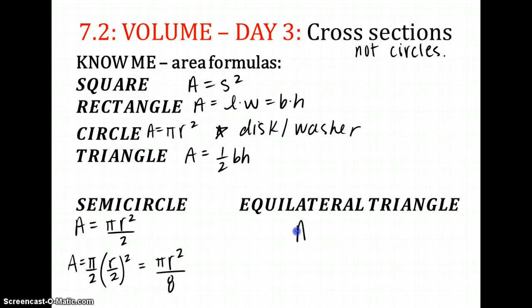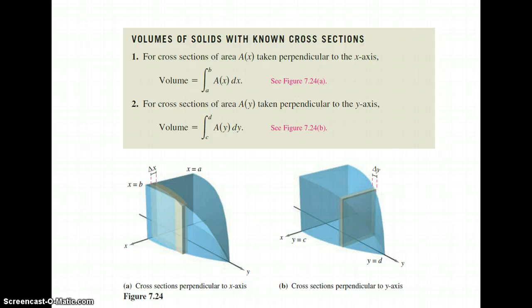Equilateral triangles, that's square root of 3 over 4 times side squared. So this is from your book. You'll just want to jot this down.